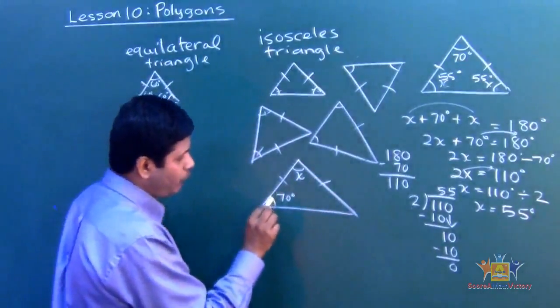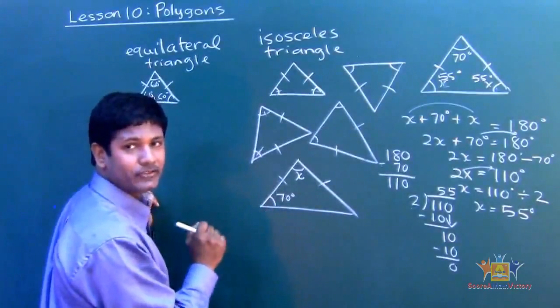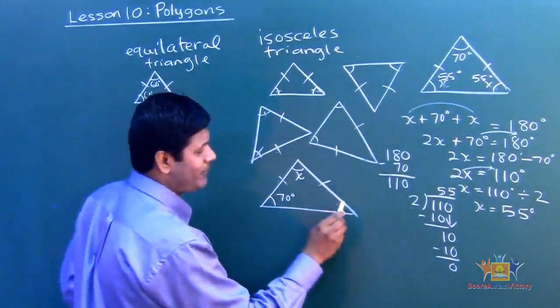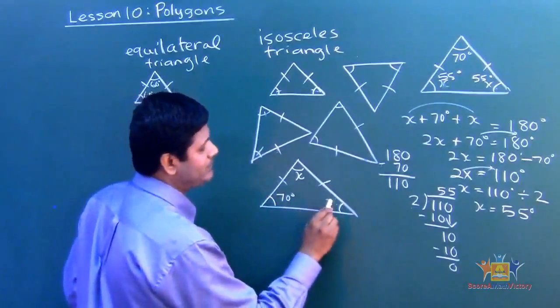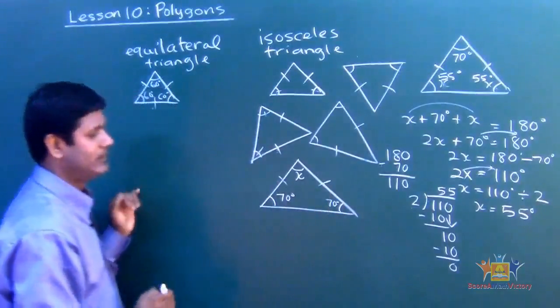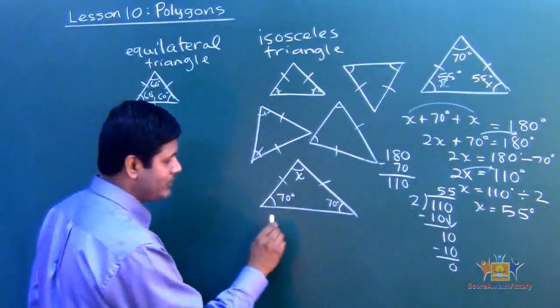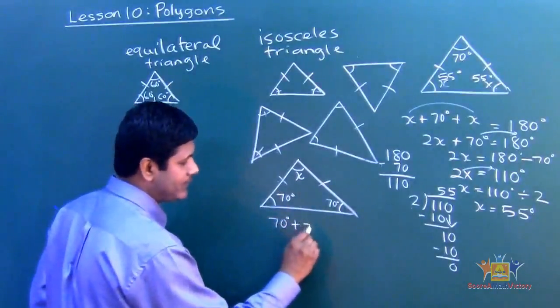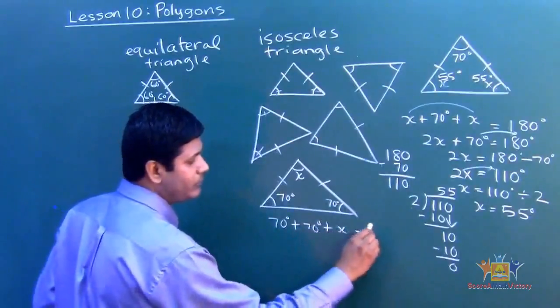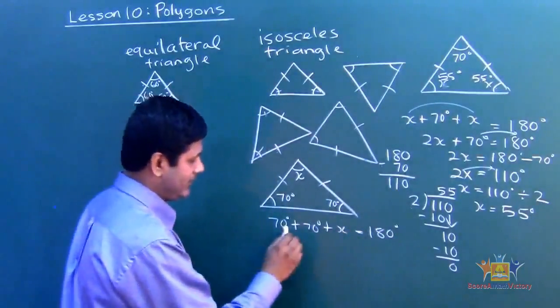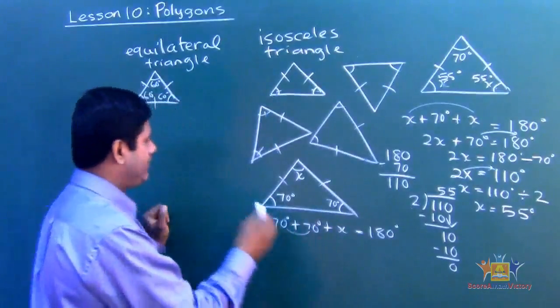That means where are the 2 identical angles? This one and this one. Very important. See that? So that makes it 70 degrees. This is 70 means this is 70. See that? Now I know 70 plus 70 plus x equals 180. And I'm looking for x. Let's combine this. 70 plus 70.